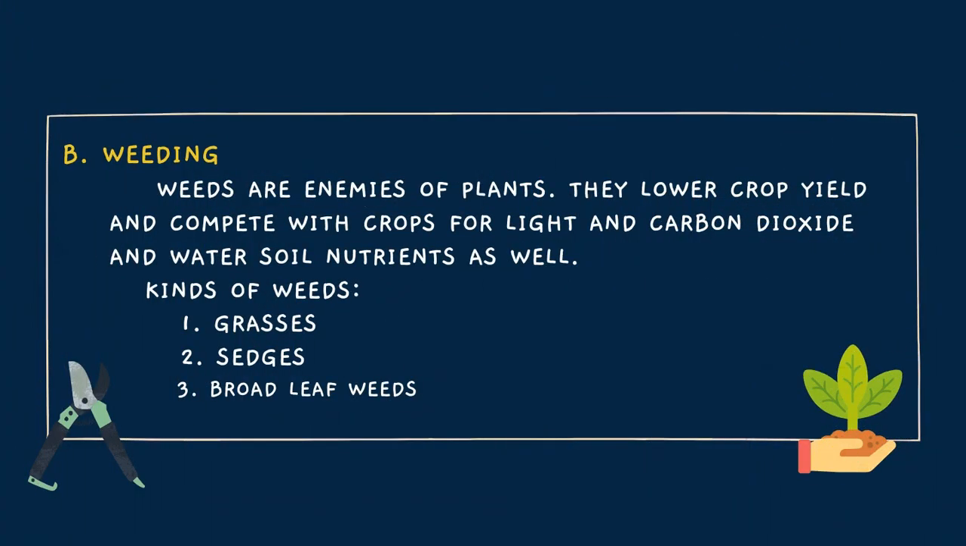Letter B, weeding. Weeds are enemies of plants. They lower crop yield and compete with crops for light, carbon dioxide, water, and soil nutrients as well. Kinds of weeds: grasses, sedges, and broadleaf weeds.